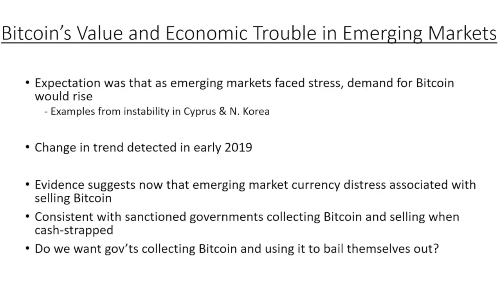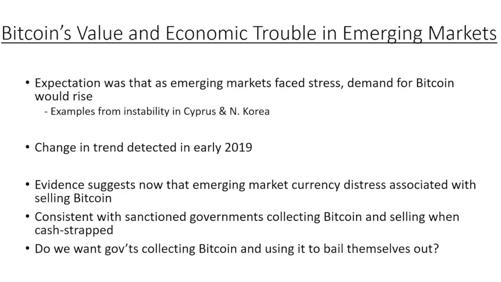And so what we're starting to see in this pattern is fluctuations of the Bitcoin currency that correlate with these problems in a way that suggests that governments have been surreptitiously collecting Bitcoins and then selling them off when they're really cash strapped, perhaps in ways to undermine sanctions. Right now, whether sanctions are appropriate is a separate question. But the point I simply want to raise here is, do we really want governments collecting Bitcoin and using it to bail themselves out when they find themselves in some kind of economic problem or political problem? And I would raise that as an issue.